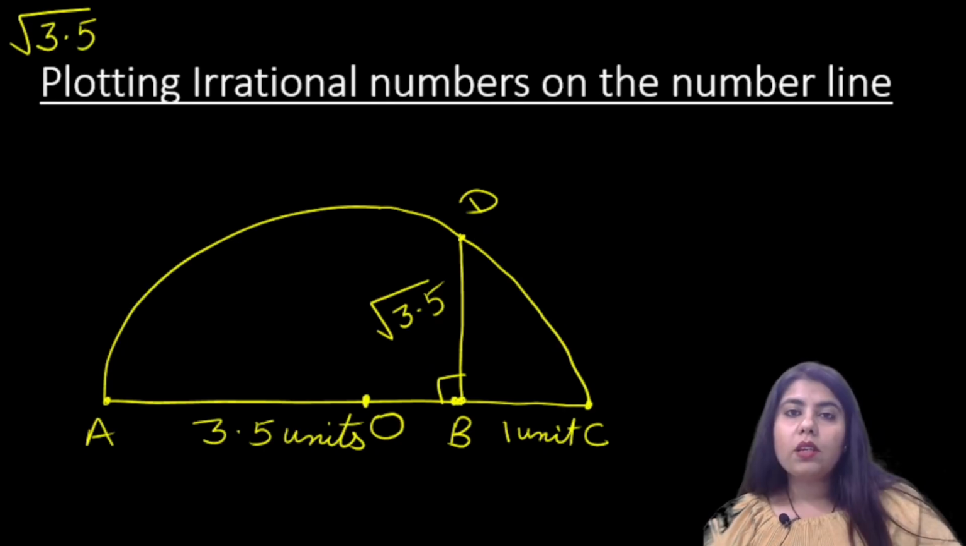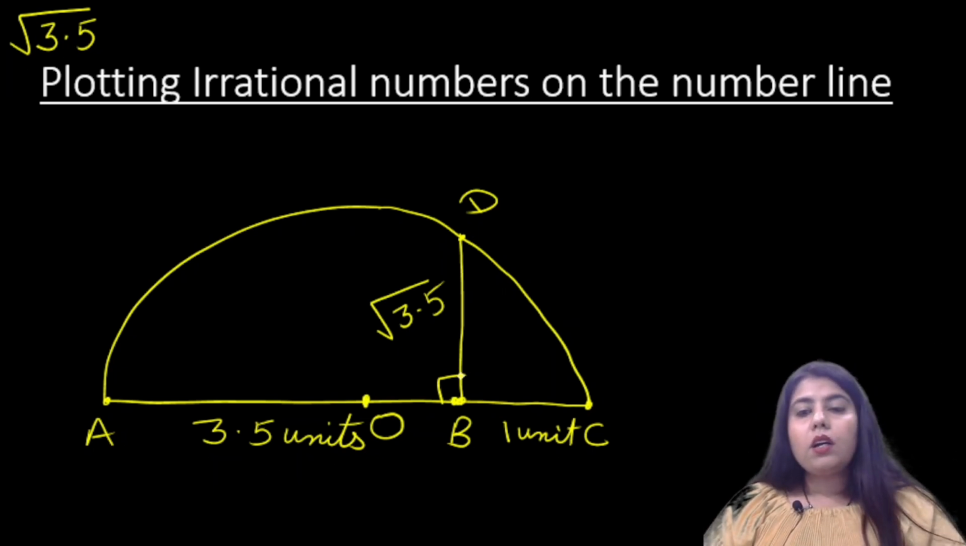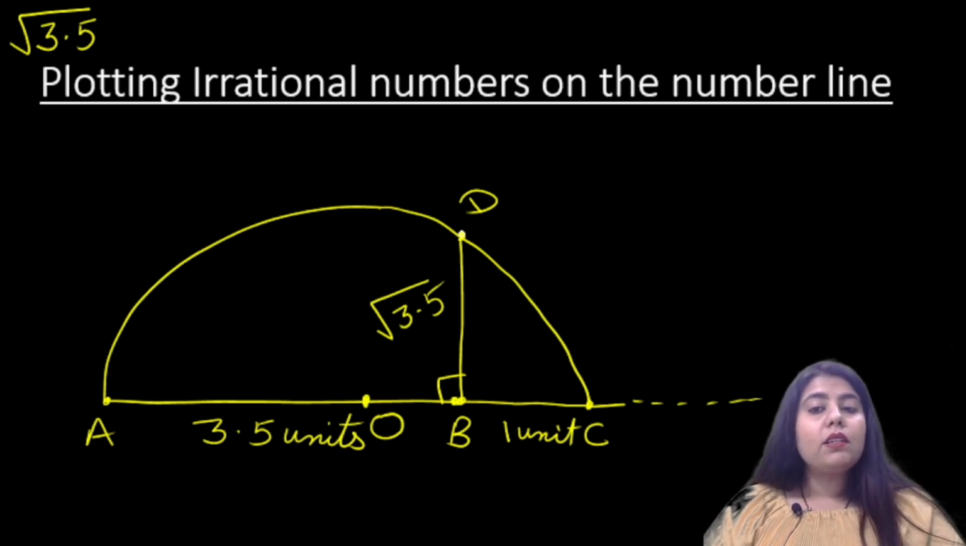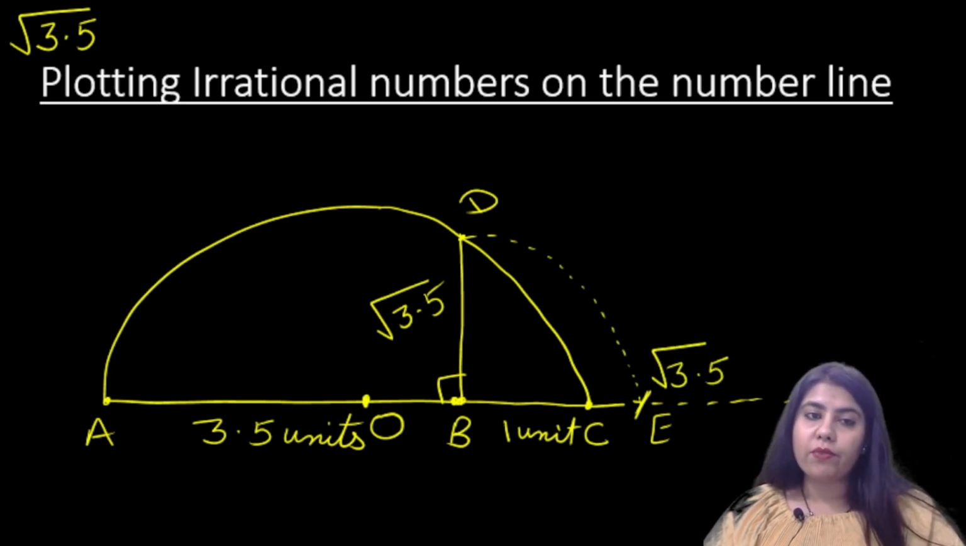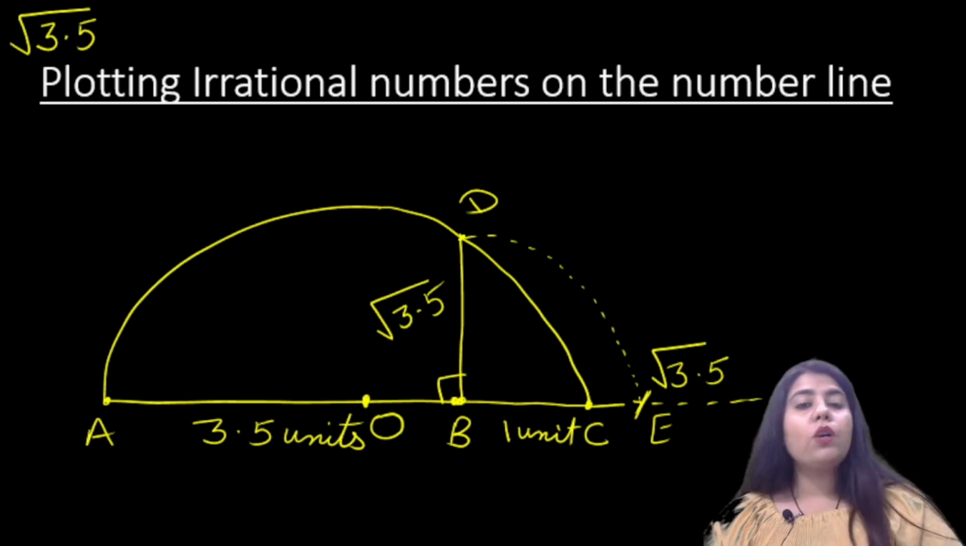E. Now we have to draw an arc taking B as the center and BD as the radius, and we have to draw an arc on the number line. When we draw the arc on the number line, the point at which this arc intersects the number line, mark it as point E, and this point on the number line is square root 3.5. Okay, and hence we got the irrational number root 3.5 on the number line.